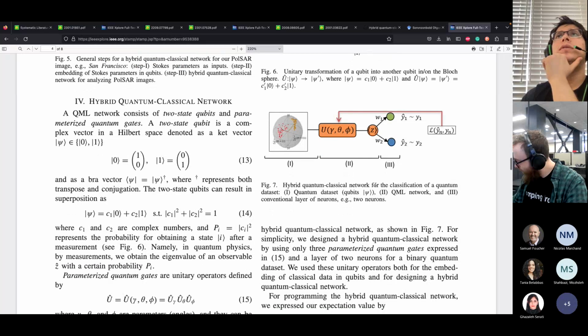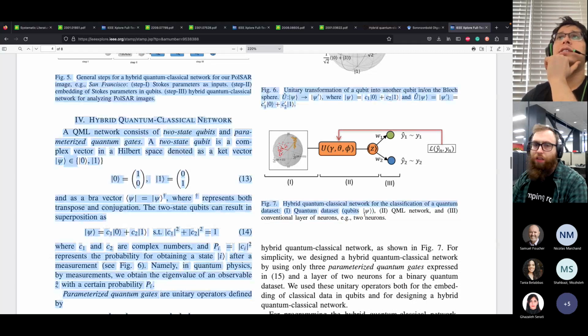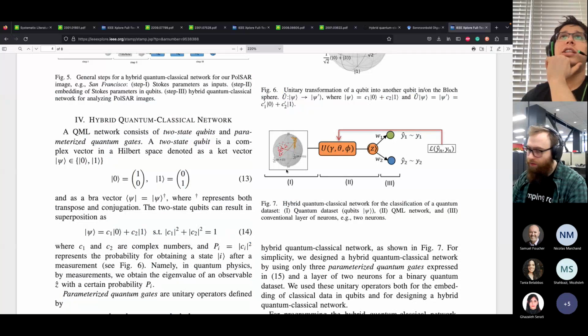Network for the classification. Okay, so this is a quantum dataset, QML network, conventional layer of neurons. In this case, what they do is they start with a thing called a quantum dataset. Basically, a quantum dataset is points in a Hilbert space. So this is a set of quantum states.